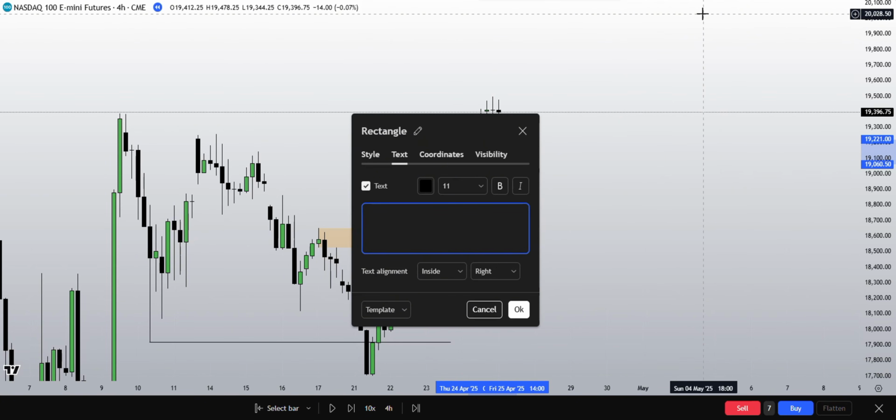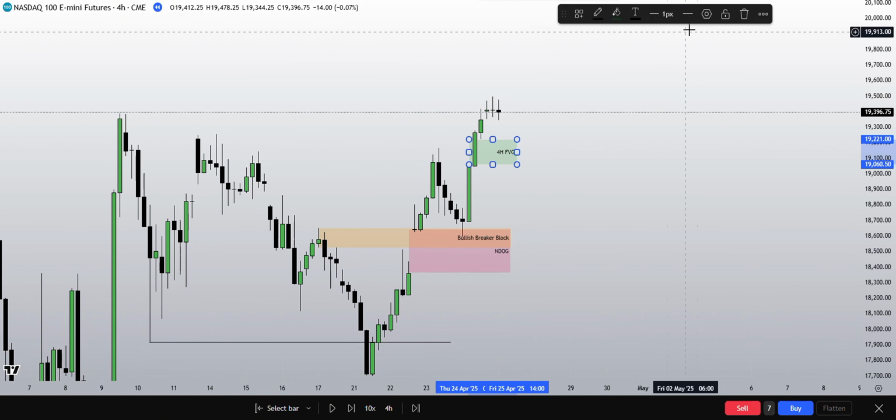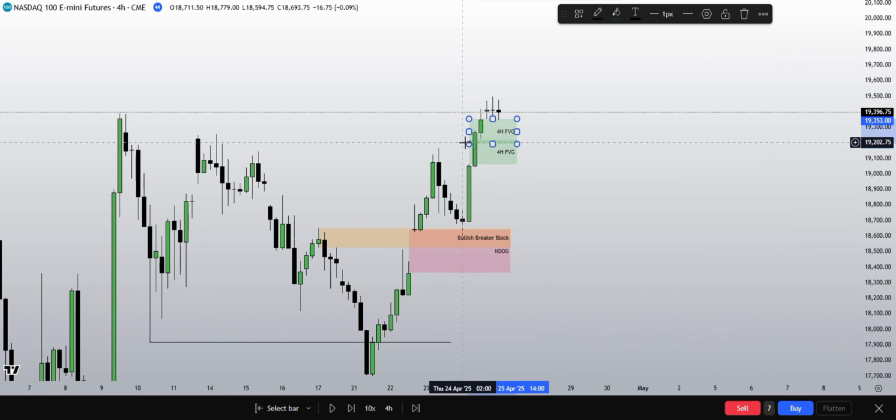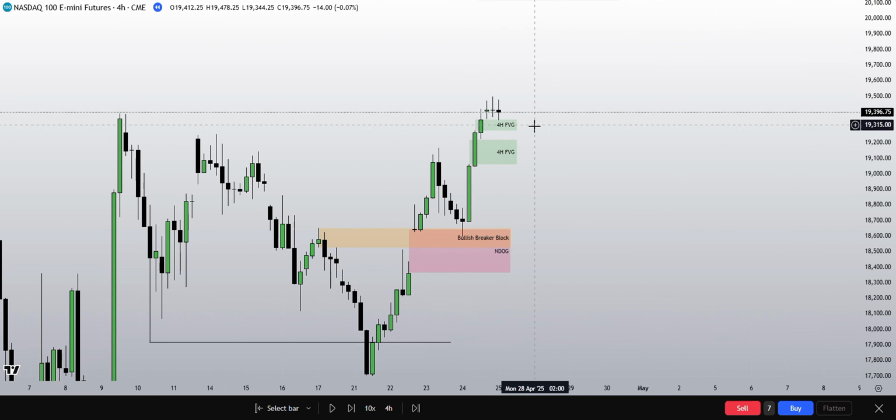We have a 4-hour bullish gap here, and I'm going to form this one as well. We have 2 4-hour gaps here that have my interest. I want to see if price digs into this one, heads higher, digs into this one, heads higher, or completely goes through it and digs into the third gap here.